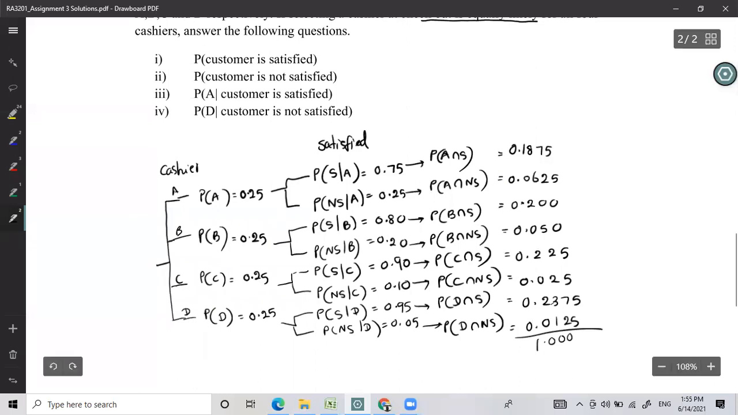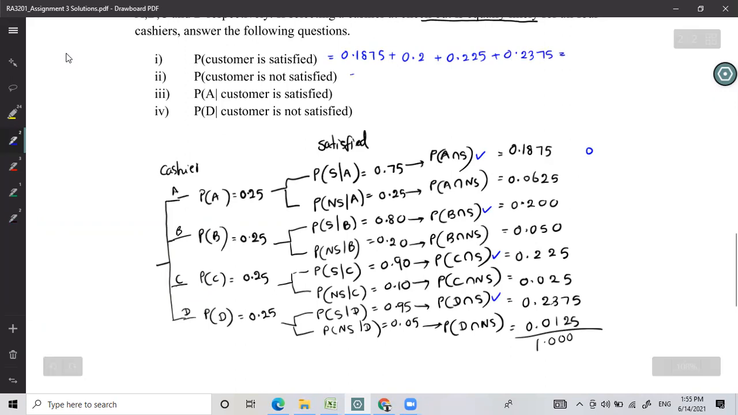Okay. So what do we need? The first one is the probability customer is satisfied. Which means you have to find all the intersections where you see S, satisfied. You can get the satisfaction either from A, B, C or D. So all these four you have to add. So this will be 0.1875 plus 0.2 plus 0.225 plus 0.2375. Okay, so you can find it.